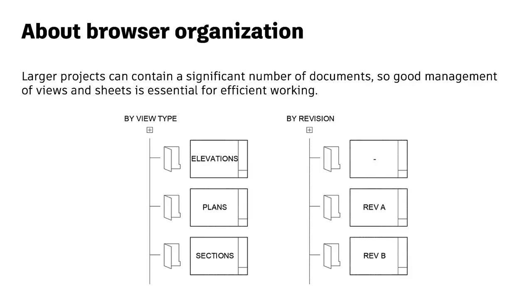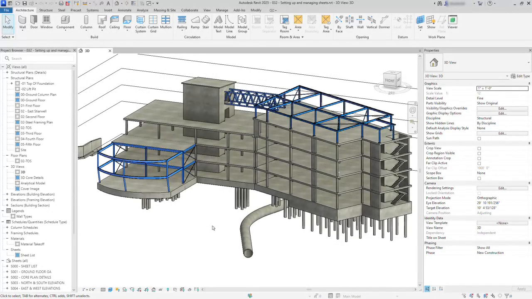Revit has sheet collections and browser organisation which can be utilised to organise views and sheets into logical groups and folders. Go ahead and open up the model 032, Setting up and Managing Sheets. The project opens in the 3D view. Our first task is to create a new sheet and then place a material takeoff onto that sheet.